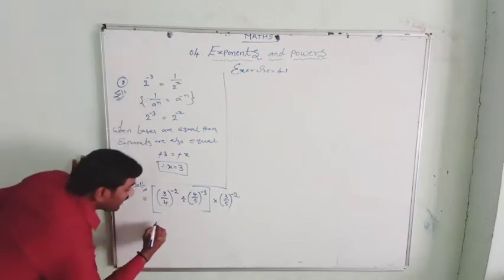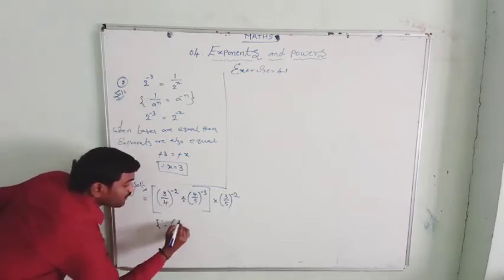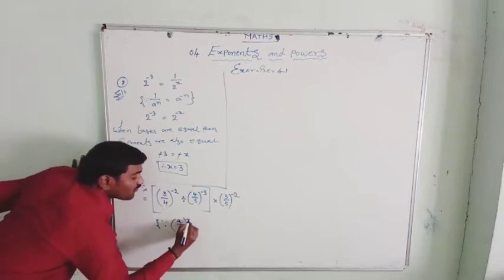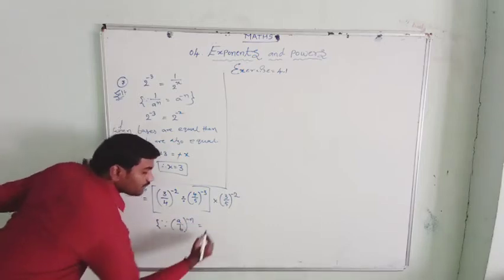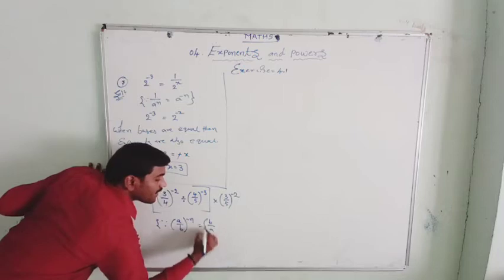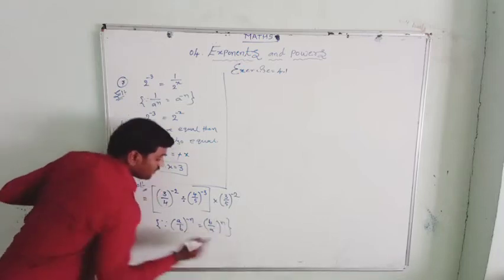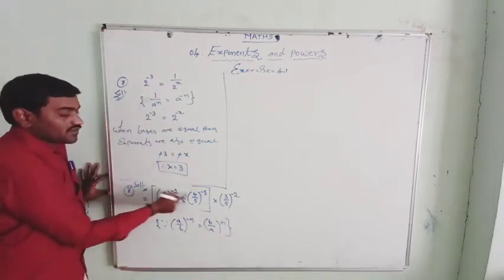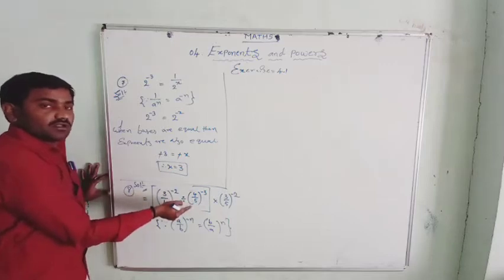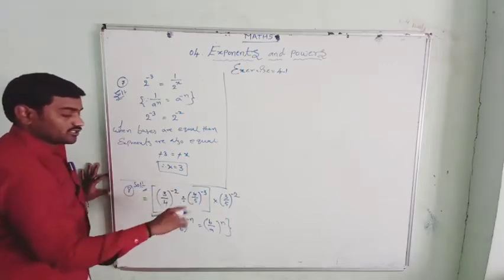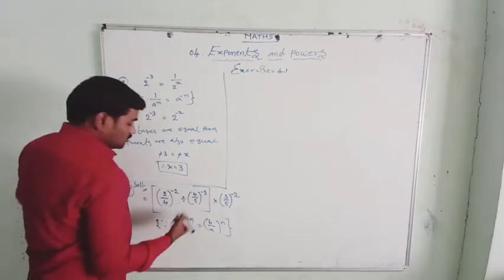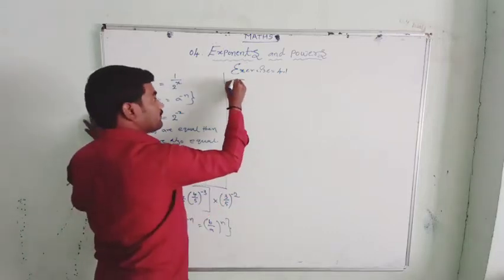For that we use the formula (a/b)^-n = (b/a)^n. So only the fraction becomes its reciprocal, so that the negative exponent becomes a positive exponent. That is what I am going to do here.